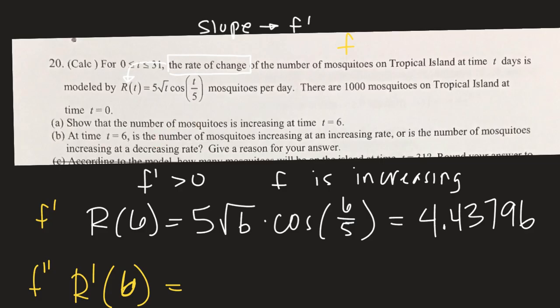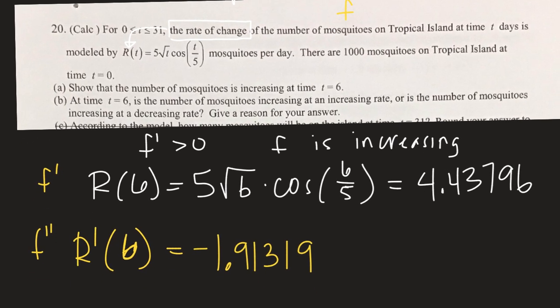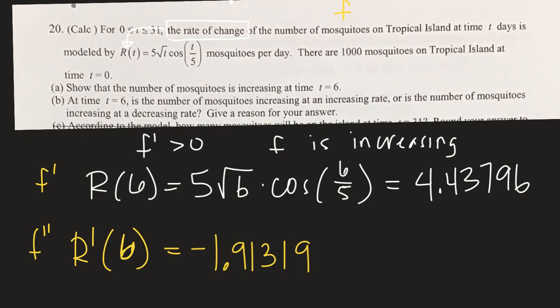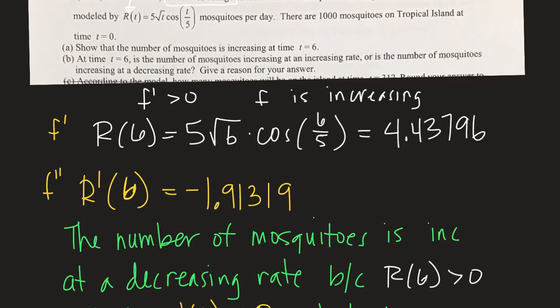So we're going to use our calculator and use the derivative at a point function. We're going to plug in your R equation and see what the value of r prime of 6 is. So we have a negative value there. So what can we say about the rate of increasing? We can say that the number of mosquitoes is increasing at a decreasing rate because the first derivative is positive, but the second derivative is negative at t equals 6.